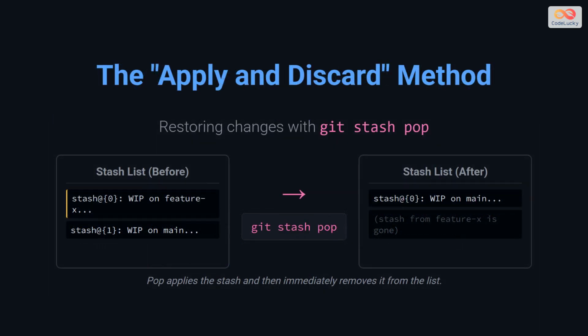Now let's look at the other command, git stash pop. This one is like a combination of apply and delete. It takes the stashed changes and places them in your working directory, and if it does so successfully, it immediately removes that stash from your list. It's an efficient way to restore your work when you're sure you won't need that stash again.